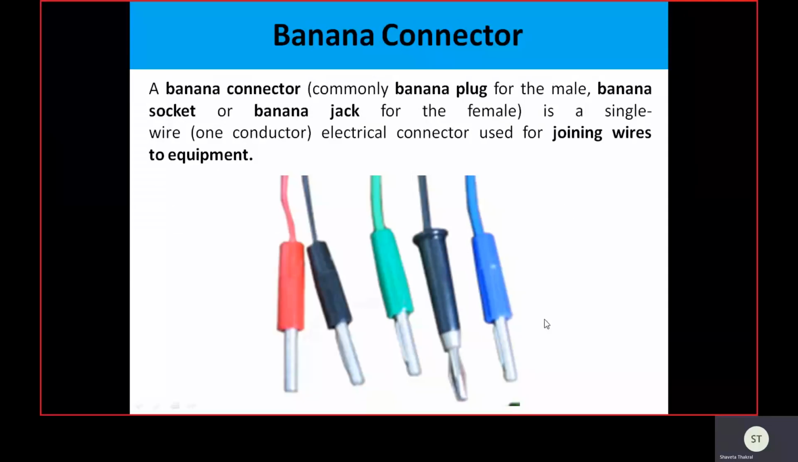Then the next connector is the banana connector. Basically, the banana connector is again a plug and socket arrangement. It is basically a single wire electrical connector used for joining wires to equipment.